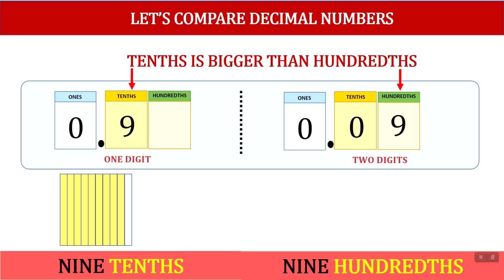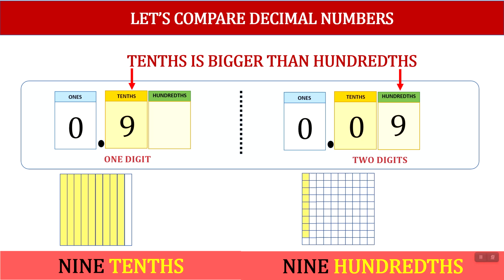We can see here 9 out of 10 shaded and 9 out of 100 shaded. We clearly can see the amount of shaded space is bigger in 9 tenths than it is in 9 hundredths. So therefore 9 tenths is greater than 9 hundredths.